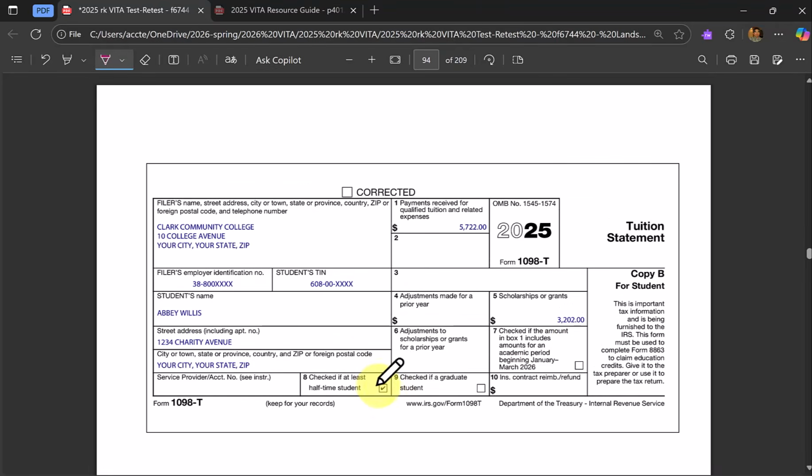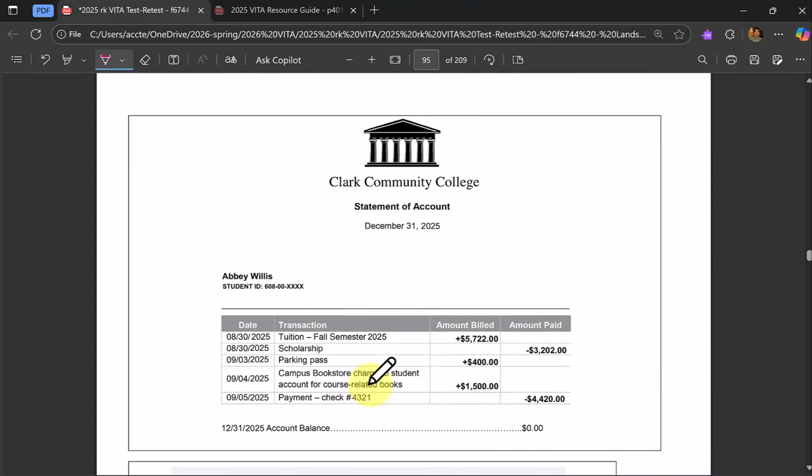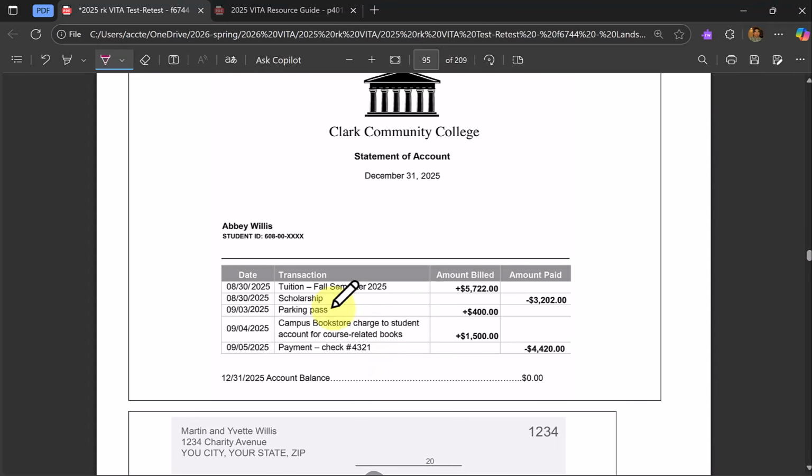Notice that she's more than half time, so she probably will qualify for the American Opportunity. Well, the taxpayers, not Abby or their parents, qualify for the American Opportunity Tax Credit. And additional costs for higher education. Let's see. There's books here, yeah? Parking doesn't count, yeah? There's books over here or supplies.